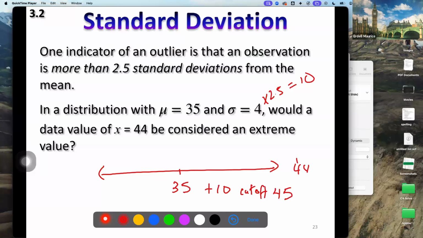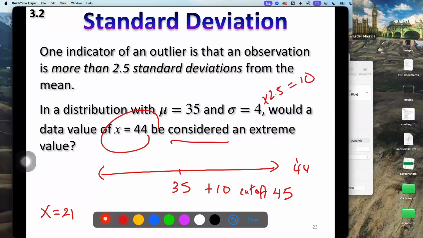If it's less than 45, then it is not. So if I got the number 44, will that be considered an extreme value? And the answer is no, it is not, because it does not go past the cutoff value. Questions there? For the same data set, if I have x equaling 21, is this an extreme value?